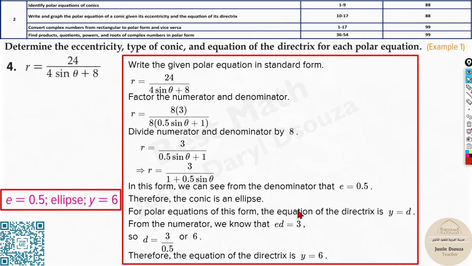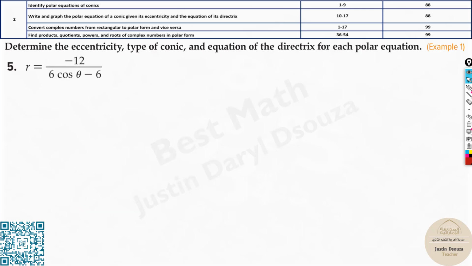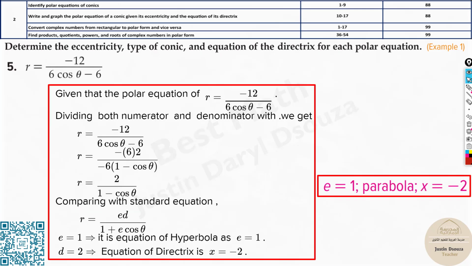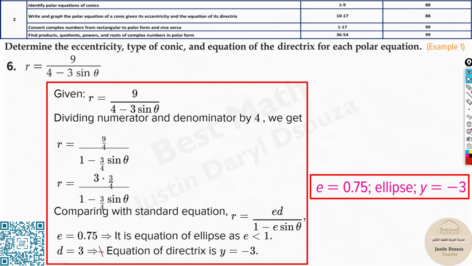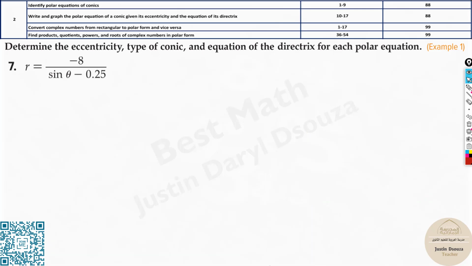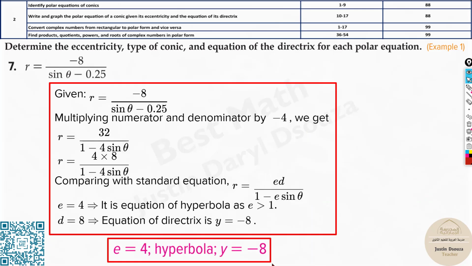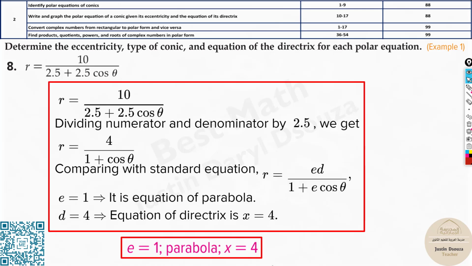Similarly, please do solve the other problems. They're all straightforward problems, and you can then check the answers. Solve it by yourself and only then check the answers here. So here as well, these are the answers. And here, you can just pause the video and look into the answers for more details.